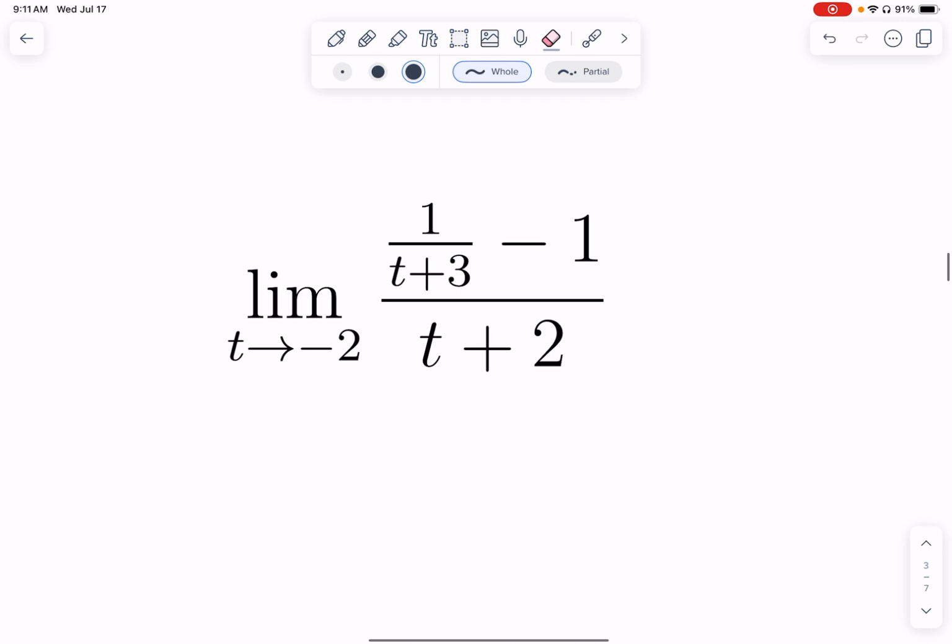And this last one is a bit of a doozy. I have fractions within a fraction. I have this whole complicated thing, and I want to know what the approximate value is when t is very close to -2.